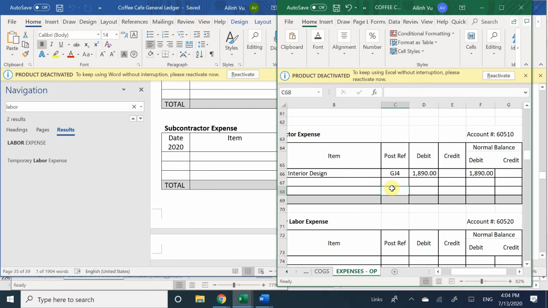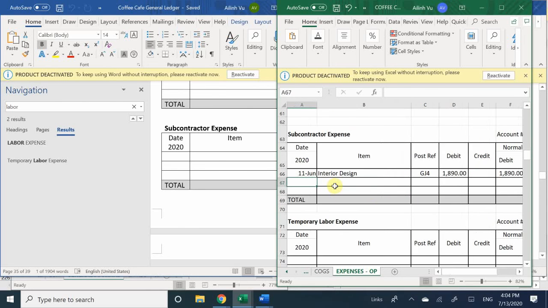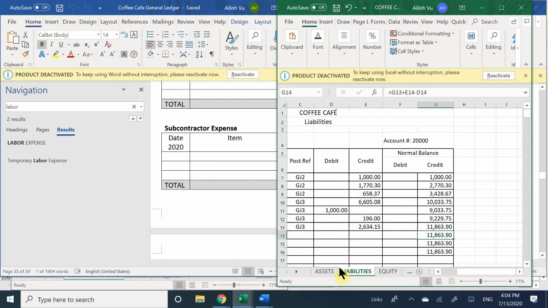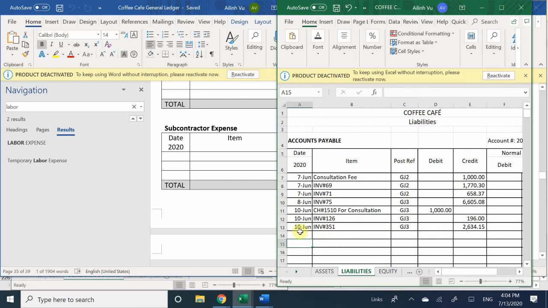All right. And then we know that we owe them. We're not going to pay them yet. So we're going to go to our liabilities on page 17, go to our accounts payable, and update this. So 611, invoice number 15.